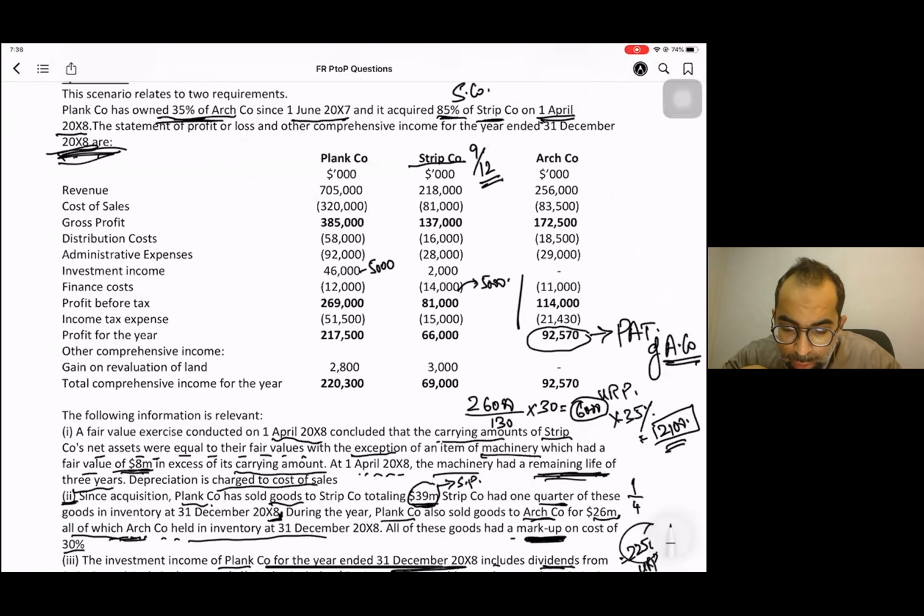Yes. And out of this 14,000, see this finance cost. Out of this 14,000, 5,000 is intercompany, and that 5,000 belongs to the last 9 months. So simply remove it, and then the remaining 9,000 will be apportioned. You have to do apportionment of 9 upon 12 before adding together in the income statement. So you have to do 14,000 minus 5,000 into 9 upon 12.